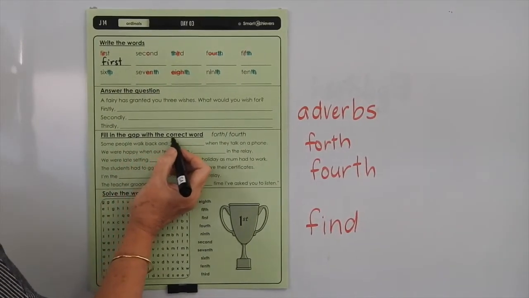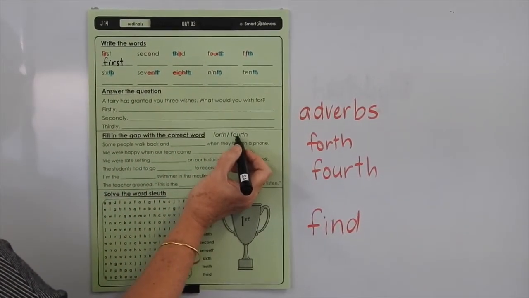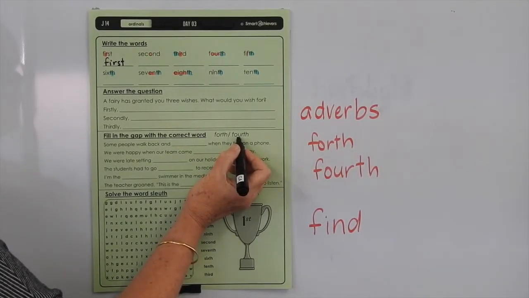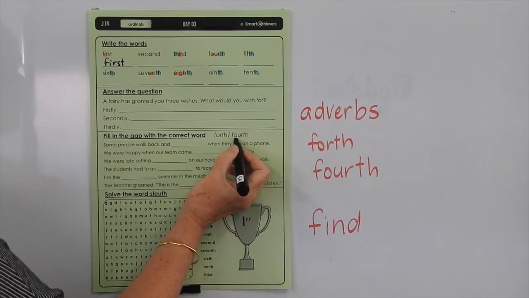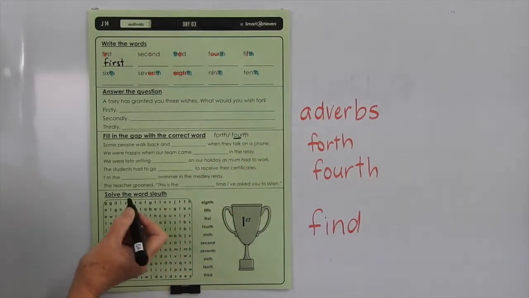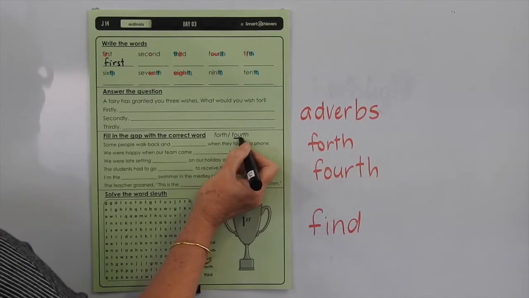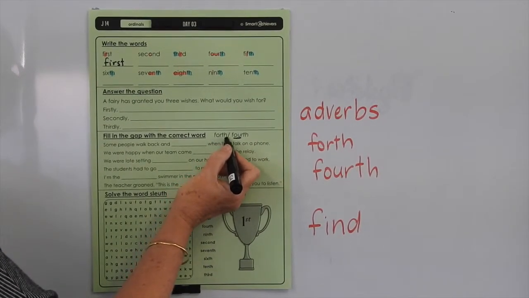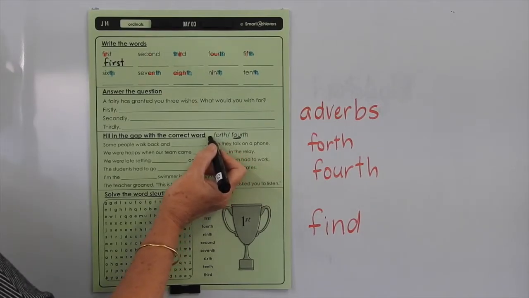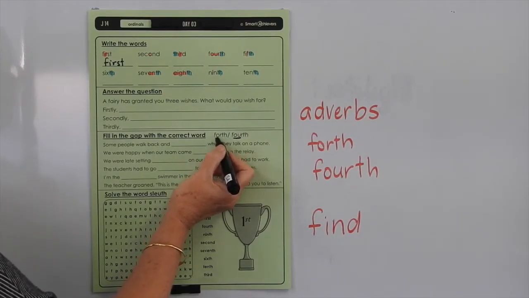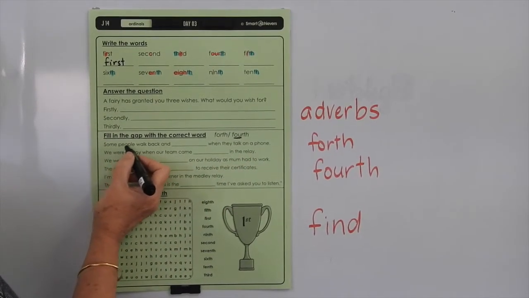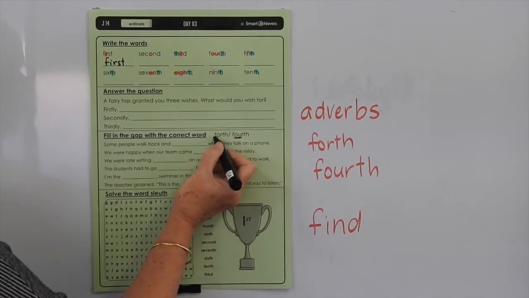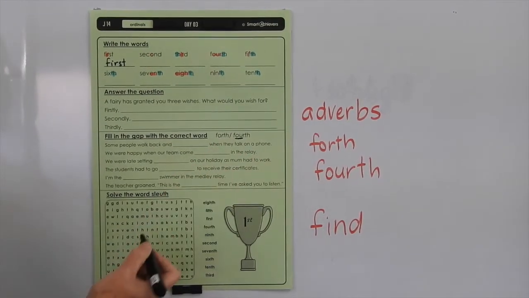Fill in the gap with the correct word. You've got fourth or forth. Now, I really think the reason they decided to leave the U in the word fourth is to make sure that you understood that it's the ordinal word. So you've got that base word four still in there. Whereas when you see forth like this, it means go forward, move to the front, so forth. So some people walk back and forth when they talk on a phone. That would be this one here.